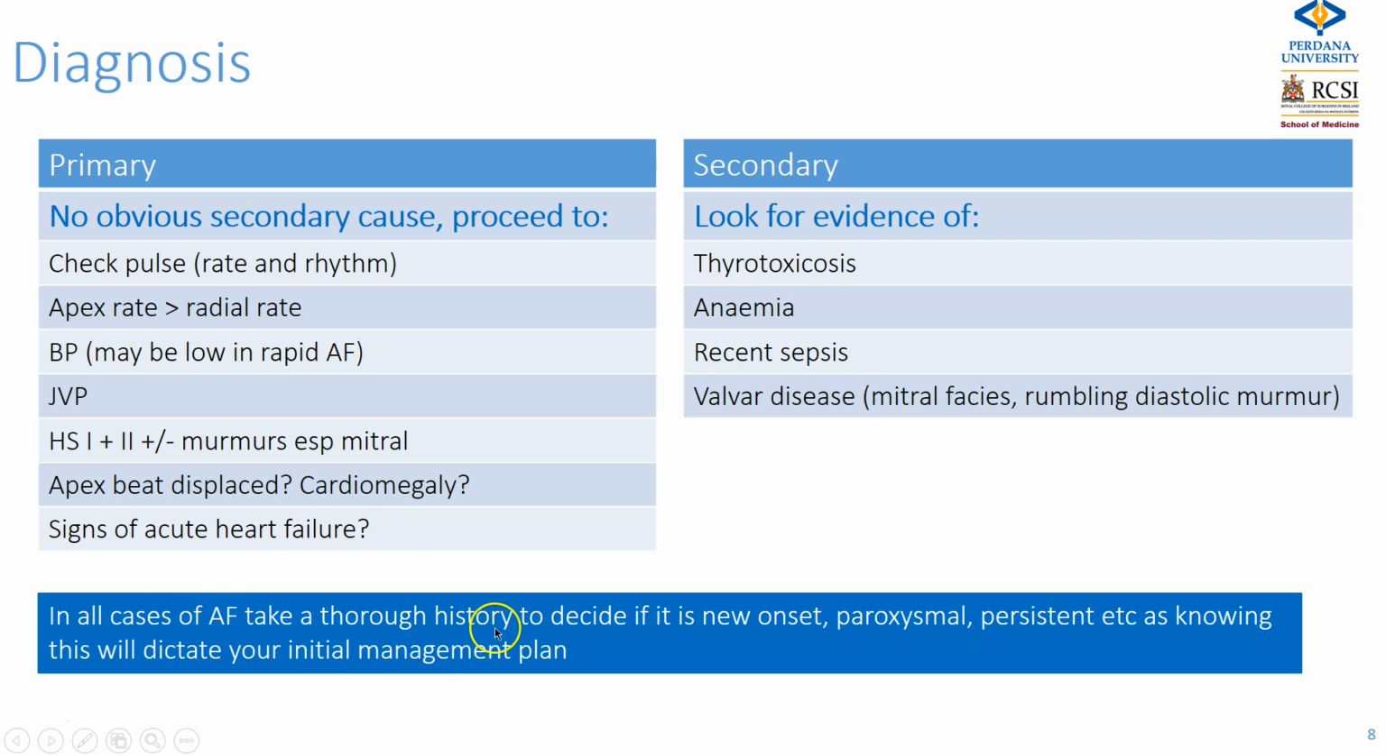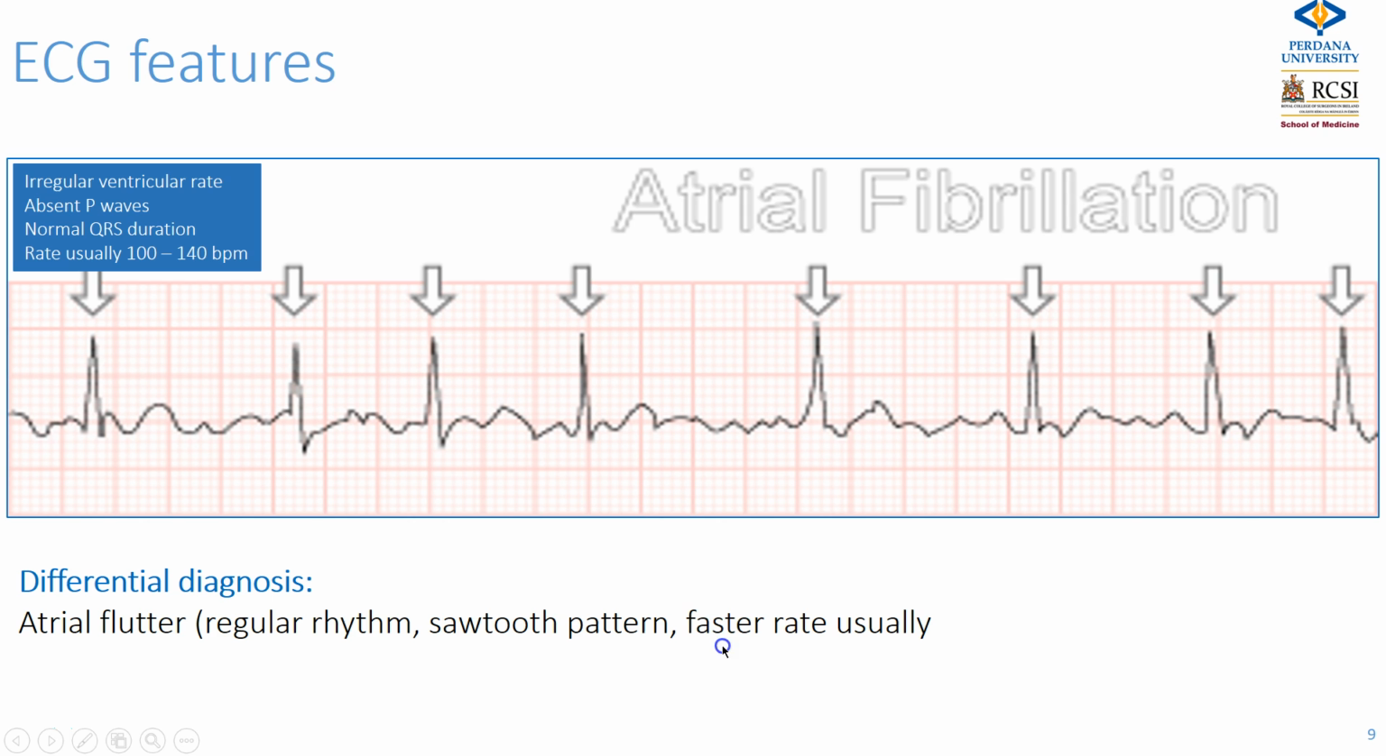In all cases, take a thorough history to find out as accurately as you can, is this new or is this old? Because if you decide which type it is, then that will dictate how you manage it.